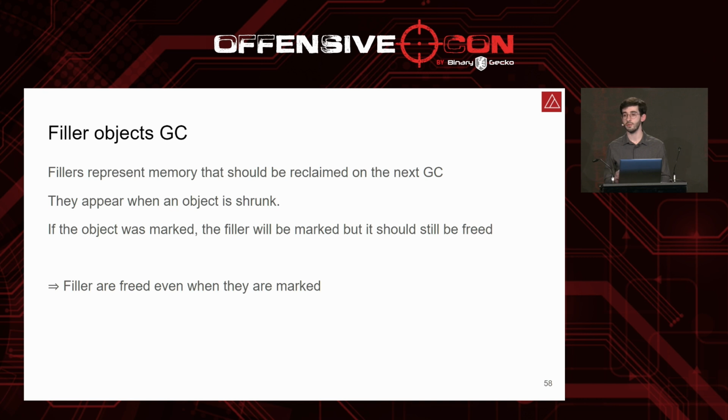Now, to understand why that's dangerous, we need to learn more about filler objects. With regard to GC, they have a special property in that they get freed even when they're marked. The reason is that filler objects appear when an object gets shrunk. So if the initial object was marked, then the filler objects will also be marked. But they really represent placeholders for memory that was wasted for some reason, and that we would like to reclaim on the next GC. So that's why they have this special property where the GC will free them even when they're marked.